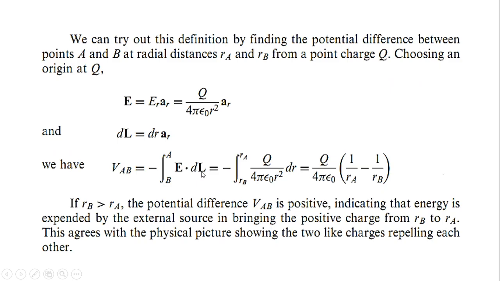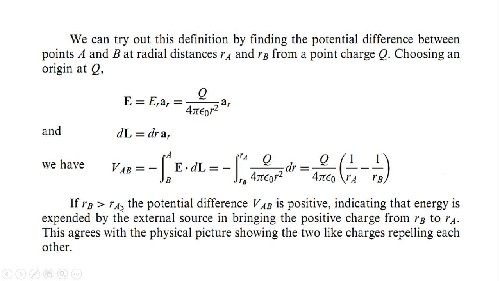So E dot dl will be equal to Q divided by 4 pi epsilon naught R square a_r dot dr a_r. a_r dot a_r results in 1, so VAB will be equal to minus Q divided by 4 pi epsilon naught times the integral of dr over R square. If we solve this integration, Q divided by 4 pi epsilon naught is constant, so we take it out, and the integration of 1 over r square dr is minus 1 over r. If we put the limits, it will be 1 over RA minus 1 over RB.